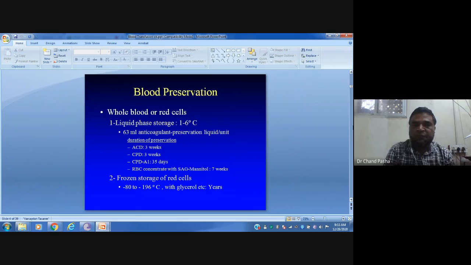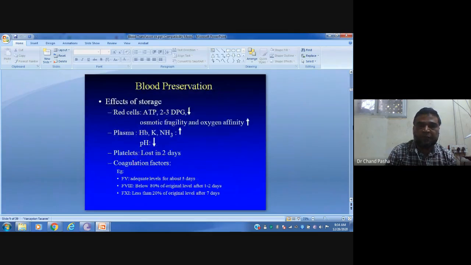And in some cases, RBC cells are frozen at -80 and -196 degrees, liquid nitrogen conditions, and we are supposed to do it with glycerol. Like in your bacteria glycerol stocks you are preparing, you prepare RBC also with glycerol, so it can be preserved for a longer period.